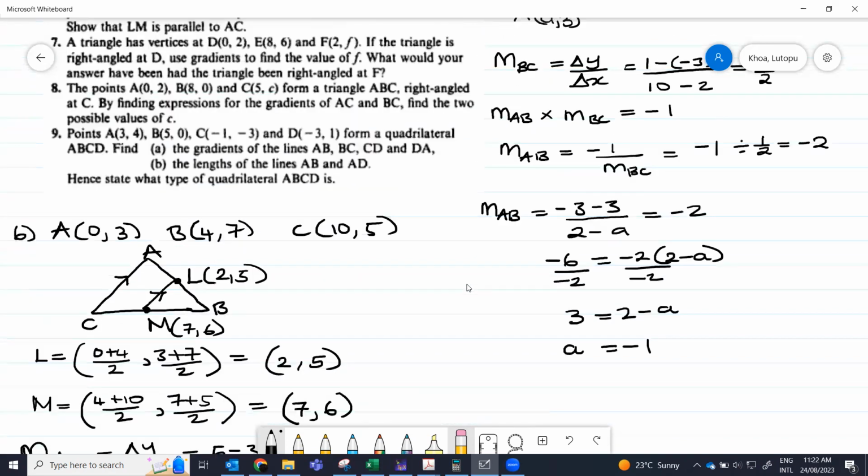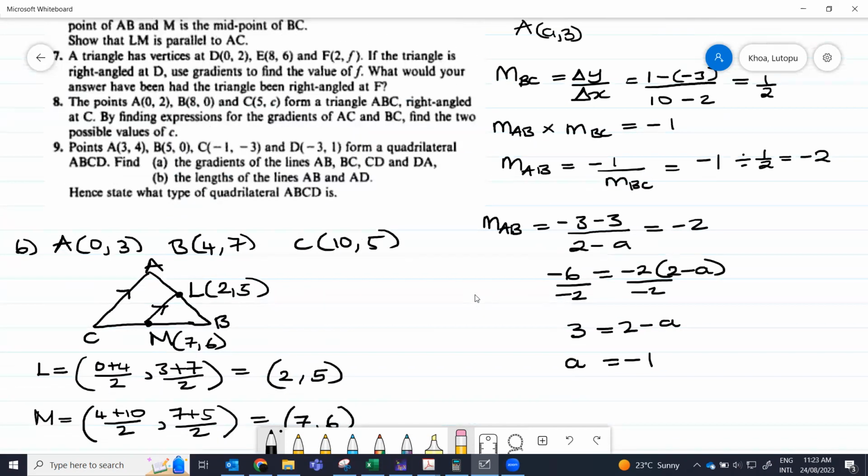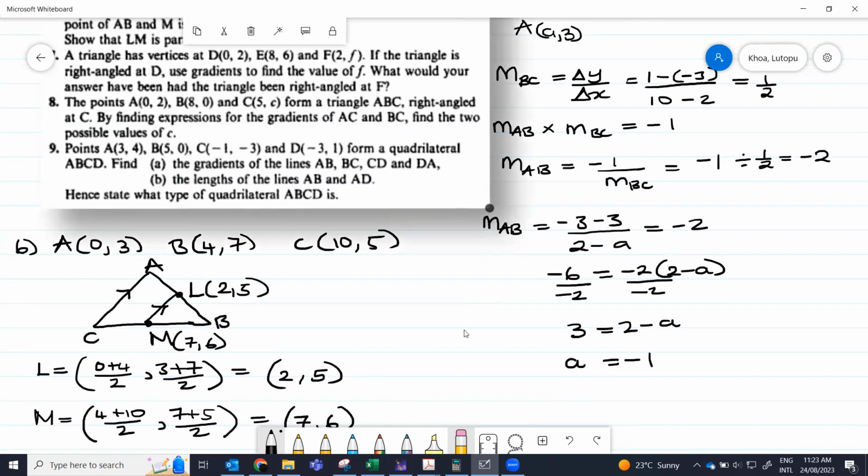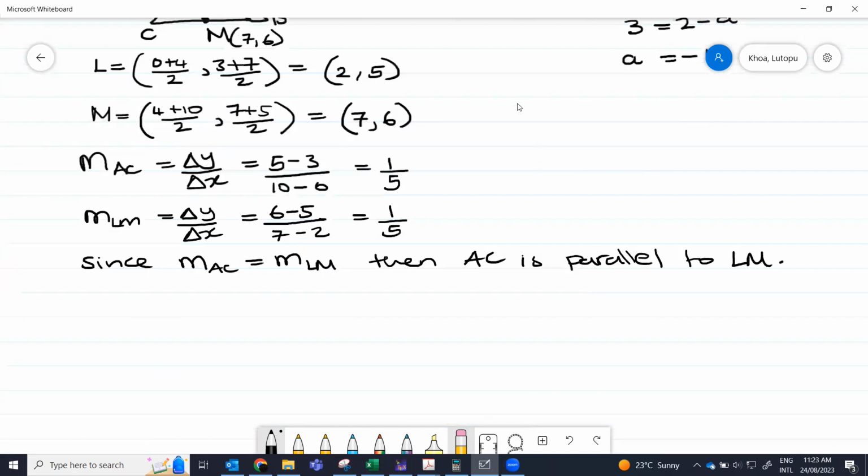Okay, the next one is number 7. We have a triangle with vertices. Let me just copy this, take it down here.